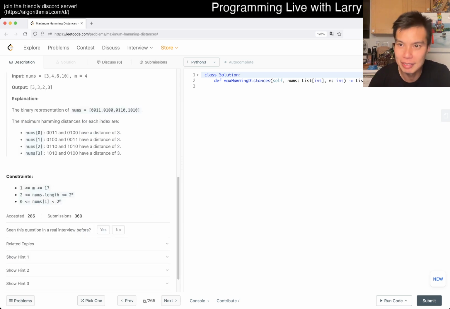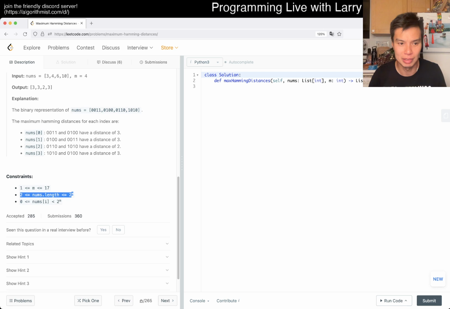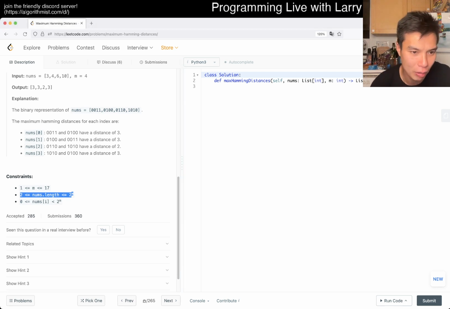Oh, I did not look at this enough. Oh no, m is 0 to 17. Okay, no, I was wrong. Because I saw m is 0 to 17, I thought it was like a 2 to the 17 thing, but no, that's just the number of bits. And we can actually have a lot of numbers in the input. What is 2 to the 17? Wow. Okay, only 130,000, but clearly n squared is not going to cut it. I kind of expected that, but I just wanted to make sure. Okay.